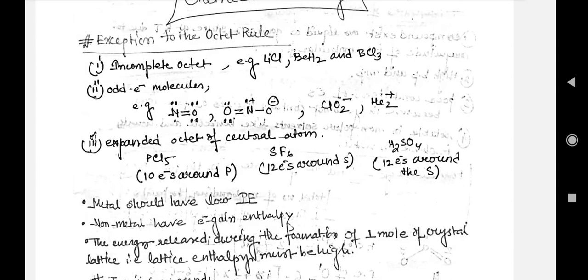Okay. A metal should have low ionization energy, otherwise it cannot lose its electron and cannot form a cation. So obviously the ionization energy should be low.